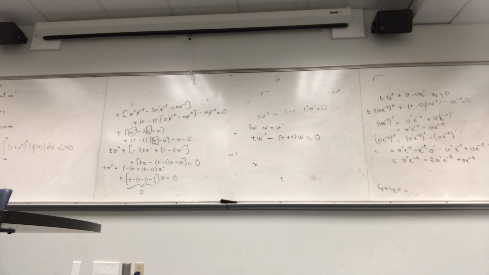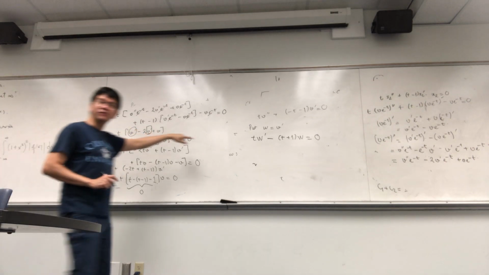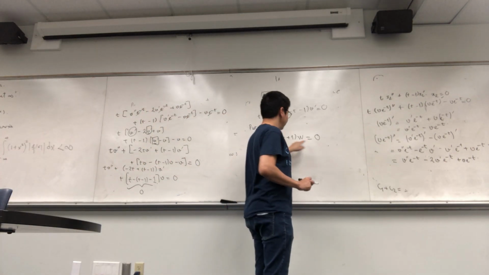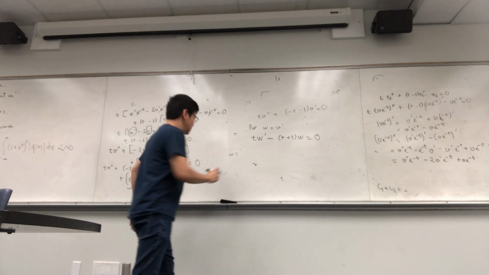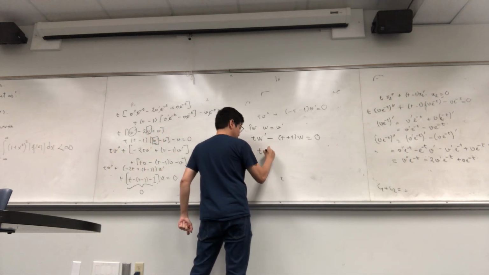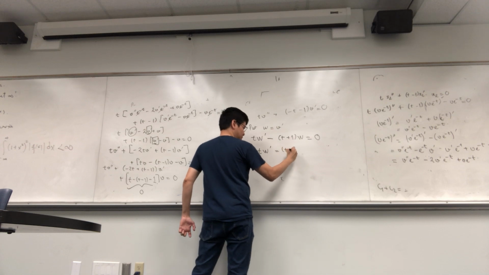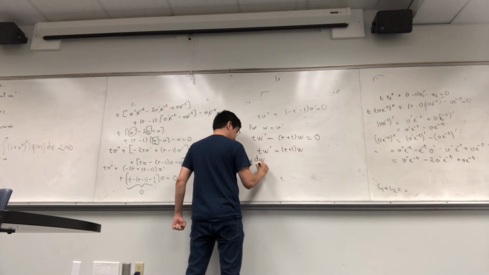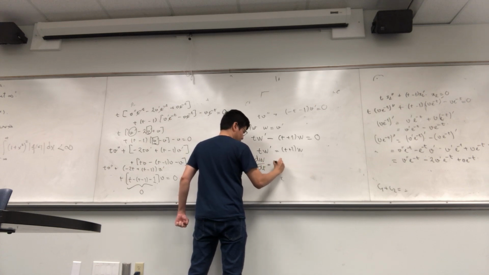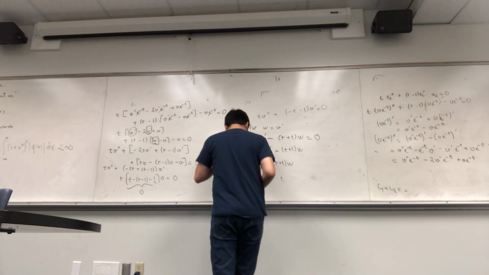So this is a separable equation, right? Because the t and the w can be separated. Right. So now you have t w' is (t + 1) w, which means that t dw over dt is (t + 1) times w.